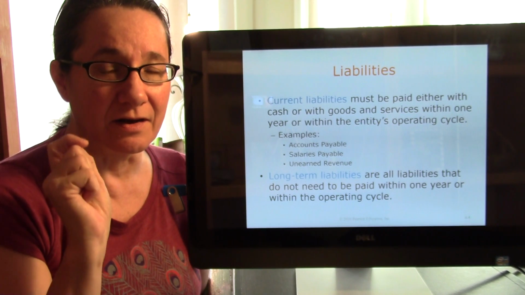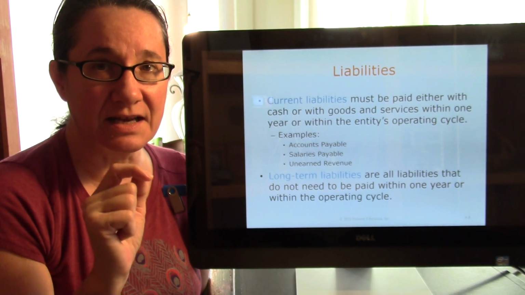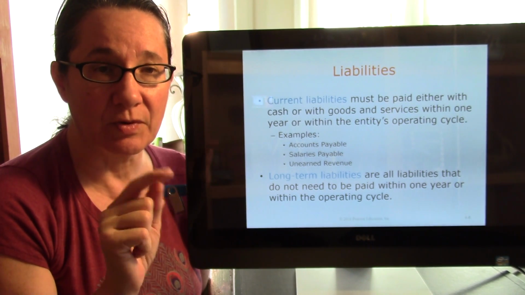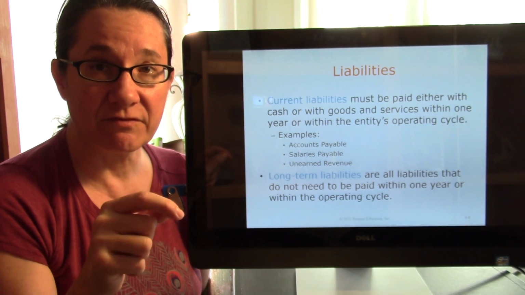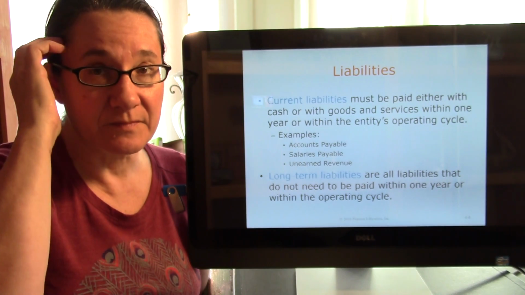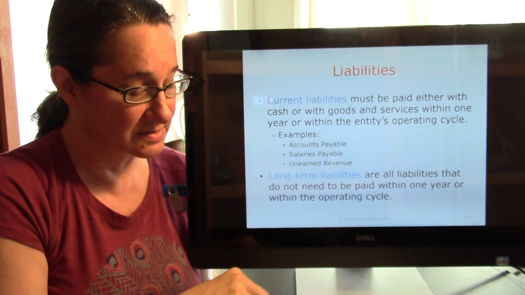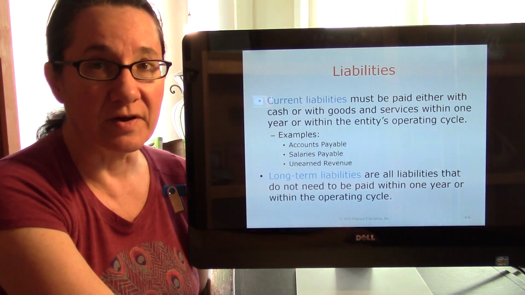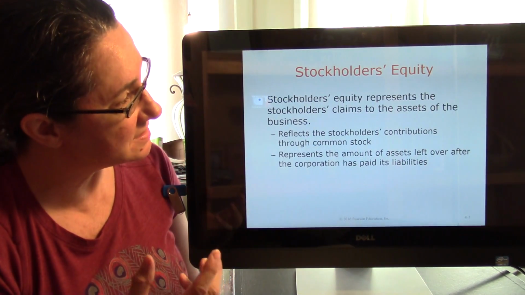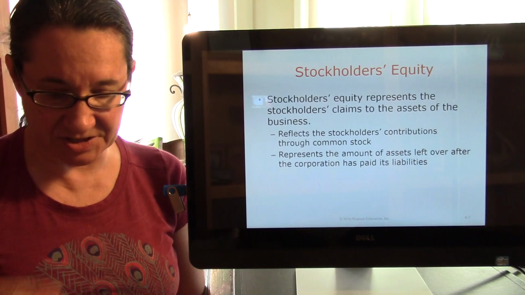Just keep in your brain, if the asset's going to convert to cash or get used up within 1 year, it's current. If the liability must be paid off within 1 year, it's current, right? And anything other than that is long-term, over a year.